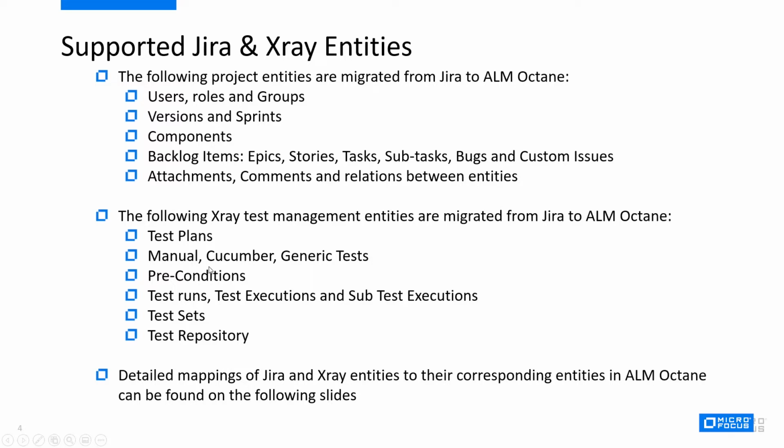that Octane supports. And for the XRay test management entities, we support the test plan migration. Manual, cucumber, and generic tests are included in the scope of the migration as well. Preconditions, test runs, test executions, subtest executions, test sets, and the test repository as well. We'll talk about how the Jira and XRay entities are mapped to Octane entities in the following slides.